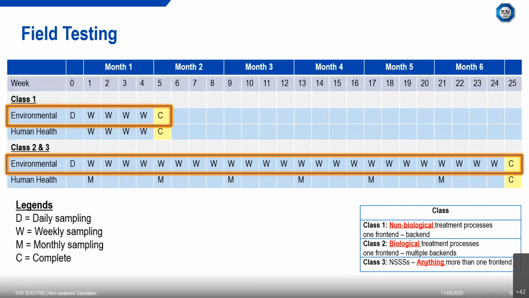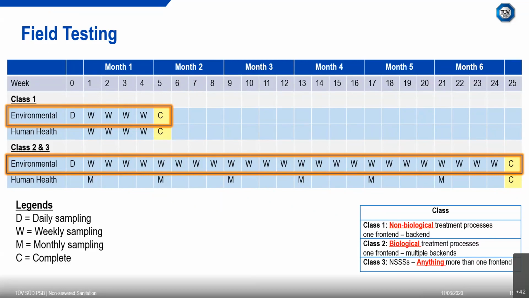Meanwhile, for the field testing, the duration of testing depends on the classification of the NSS. For Class 1, which is a non-biological system, the testing duration shall be a minimum of 30 days. Environmental parameters shall be tested weekly. For Class 2 and Class 3, which incorporate biological treatment processes, the testing duration shall be a minimum of 5 months, and environmental parameters shall also be tested weekly.